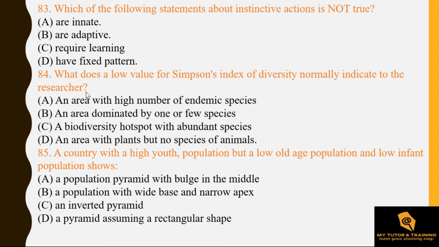Question number 84. What does a low value of Simpson index of diversity normally indicate to the researcher? A. An area with high number of endemic species. B. An area dominated by one or few species. C. A biodiversity hotspot with abundant species. D. An area with plants but no species of animals.